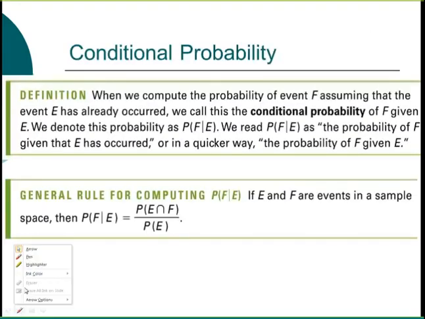So here we have the F first, so it's E and F, and then just E. Whatever is the second one goes down on the bottom. So the intersection of the two goes on top, and then the second letter goes on the bottom, based on how the formula goes.